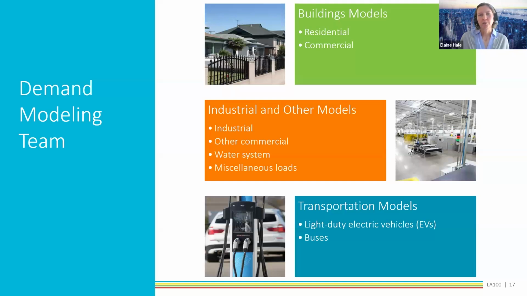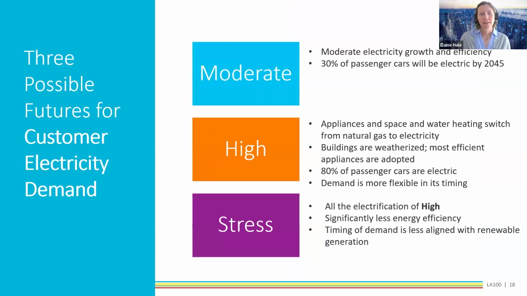And to answer that question, we had 3 different load modeling teams, and we got data from each of these teams and integrated it all together to create the dsgrid load projections. And each team modeled 3 different scenarios: moderate, high, and stress.